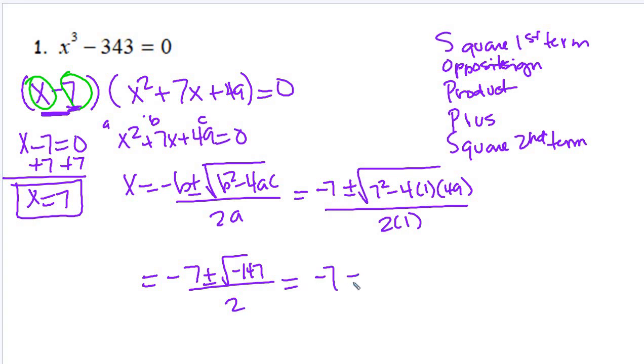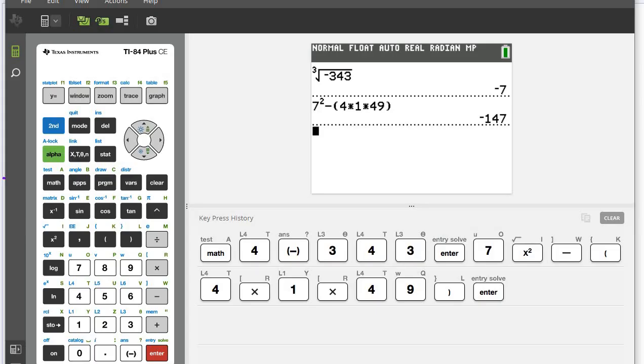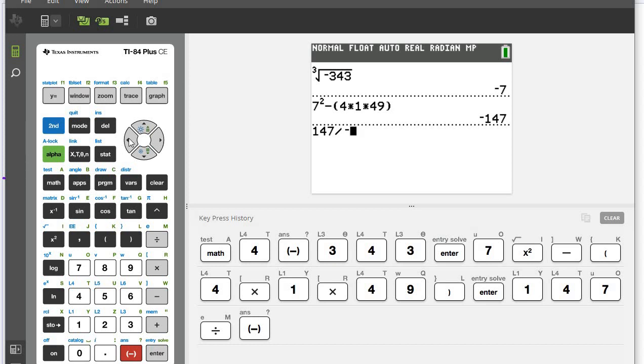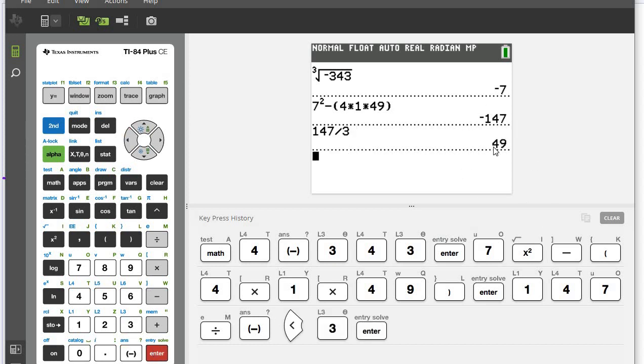So I have negative 7 plus or minus. The first thing I know that I have to do is take that i out. So I'm going to bring the i out over 2. And I need to figure out what perfect square is in 147. So I'm going to go back to my calculator. I know 147 is not divisible by 2. What I do know is that 147, 7 plus 1 is 8, and 8 plus 4 is 12. So I know 147 is divisible by 3. So I'm just going to start there. So divided by 3. And 49 is a perfect square.